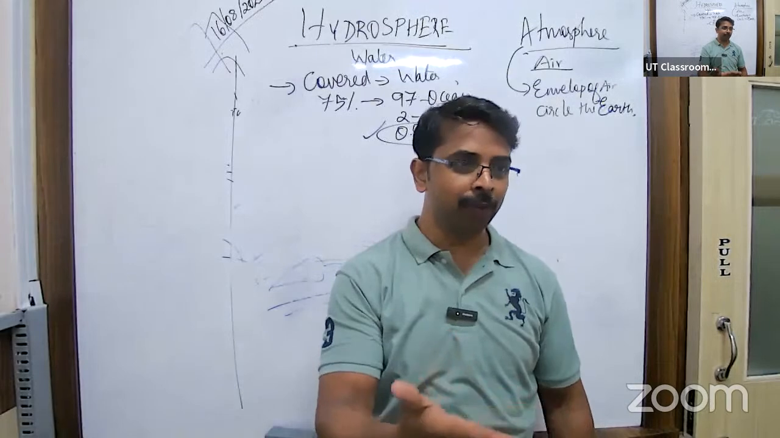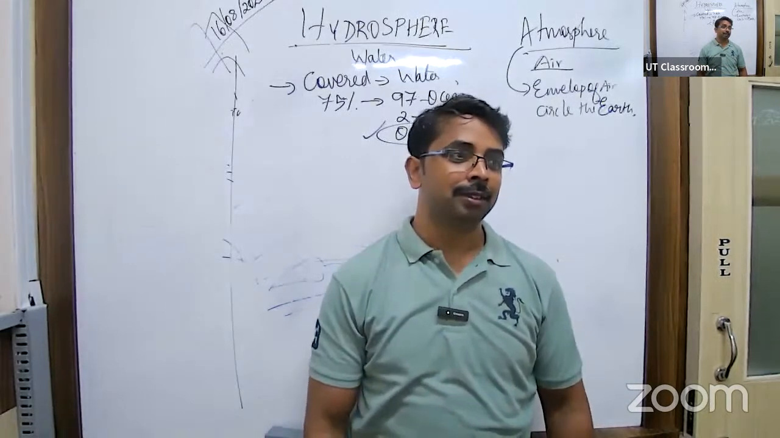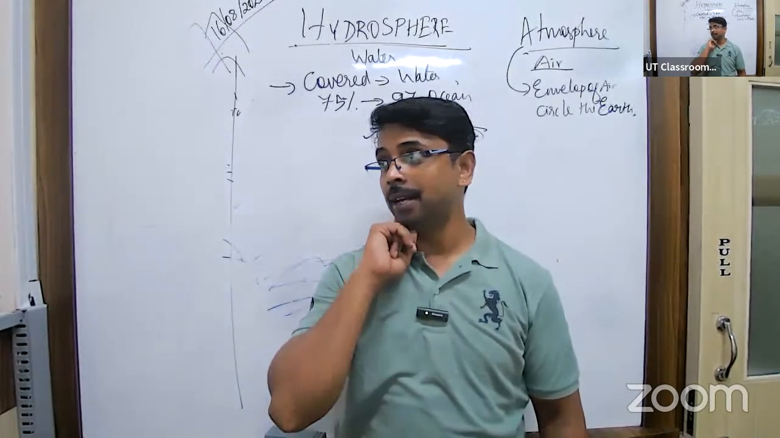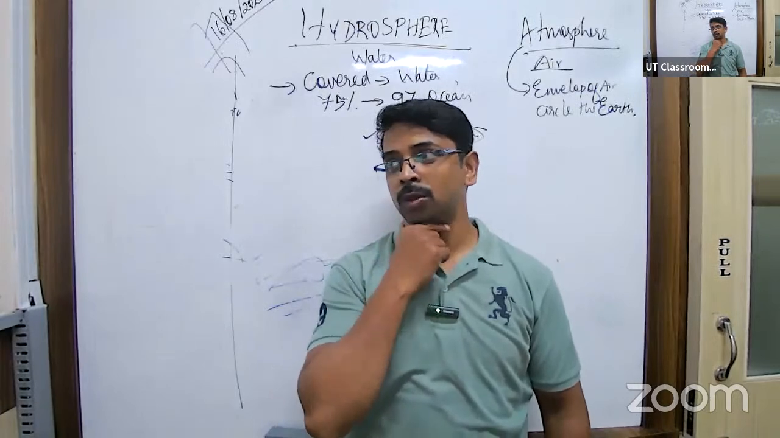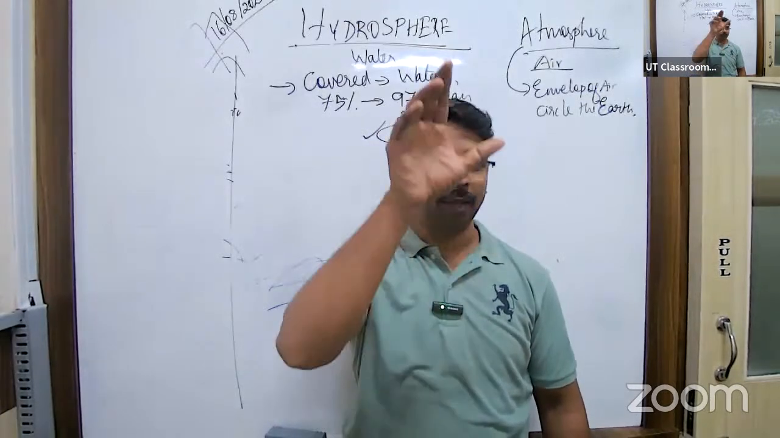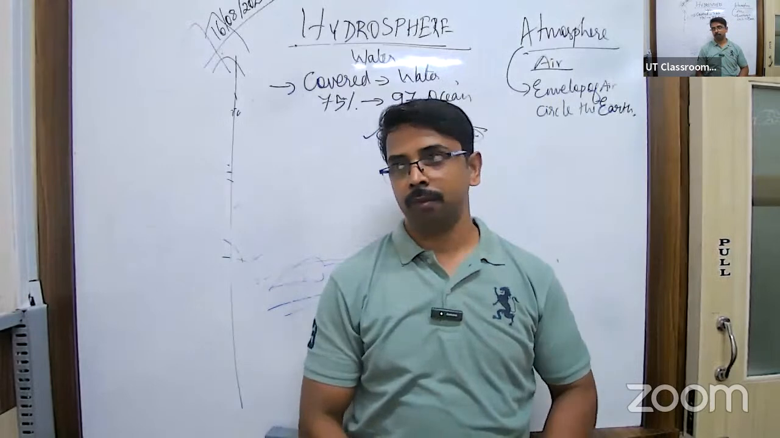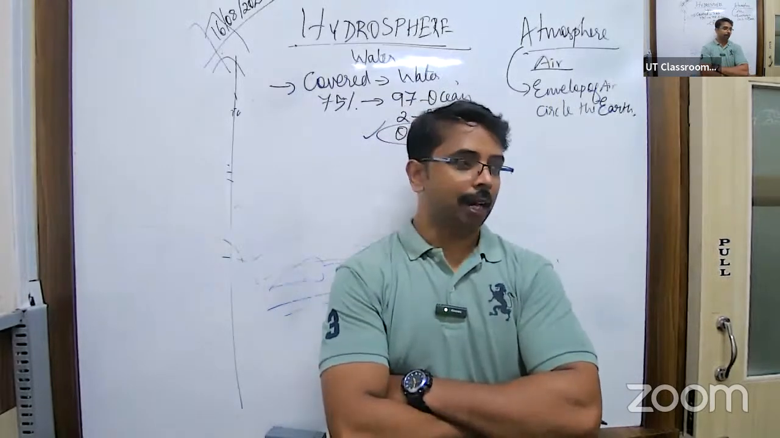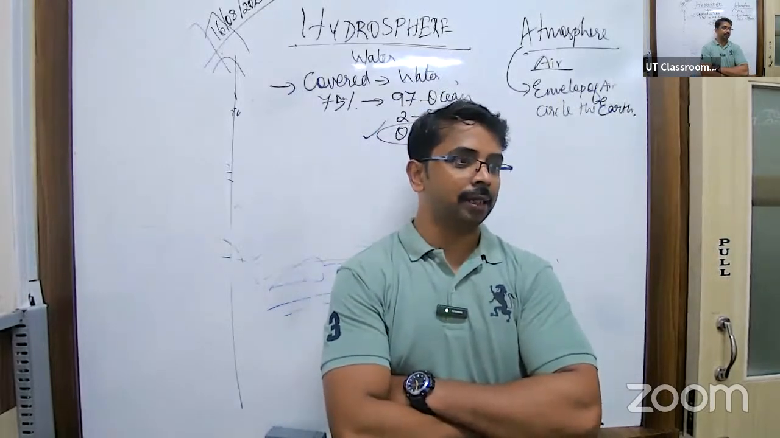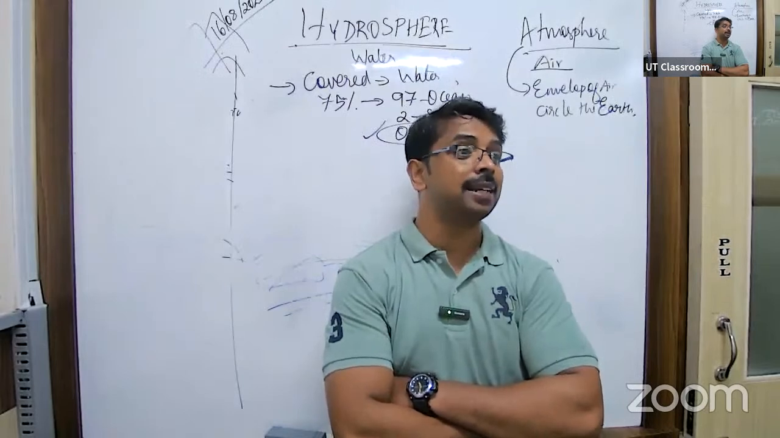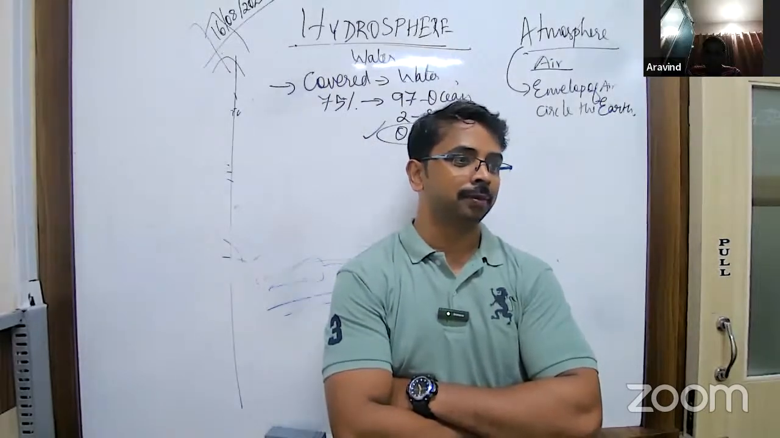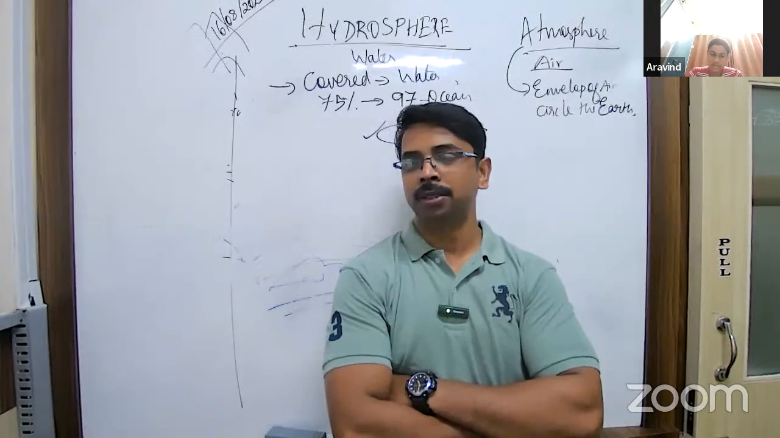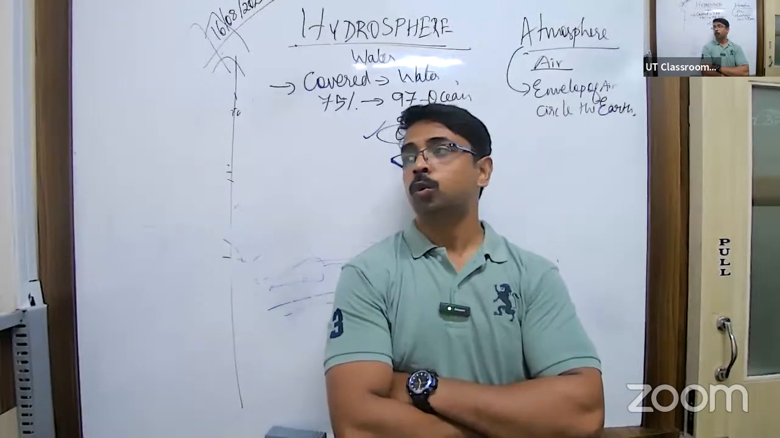Check the atmosphere. Nitrogen is the highest, second is oxygen and third is inert gas. How much is nitrogen content in the atmosphere? Next chapter mein dekho na. 78%. Very good. 78%. And how much is oxygen?